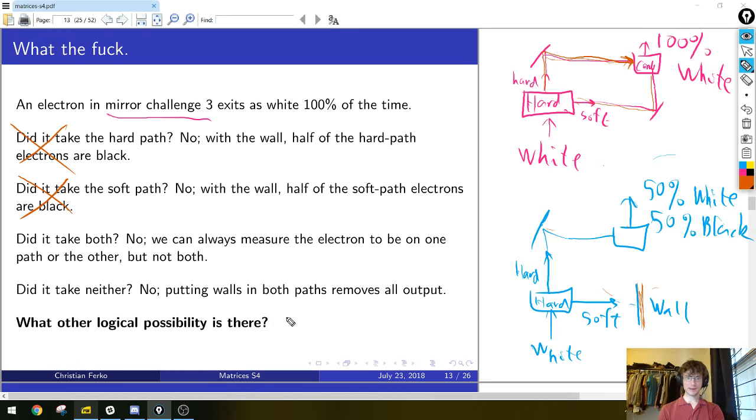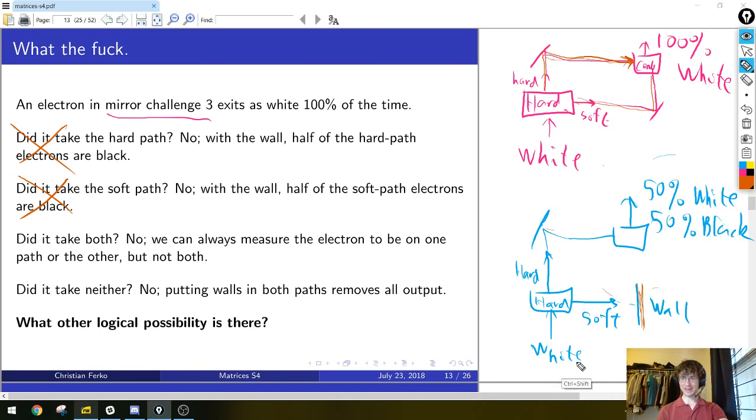Did the electron take both paths at once? No, you could do another experiment where you put walls in front of both paths, and you can measure whether the electron hits the wall. Every time you send in one electron at a time, you either get a beep from the detector at this path, or the beep comes from this path. It's always one or the other. The electron always hits one wall or the other wall, but never both.